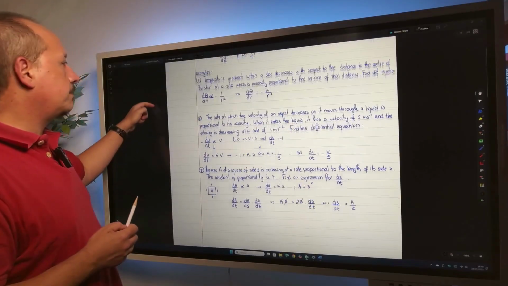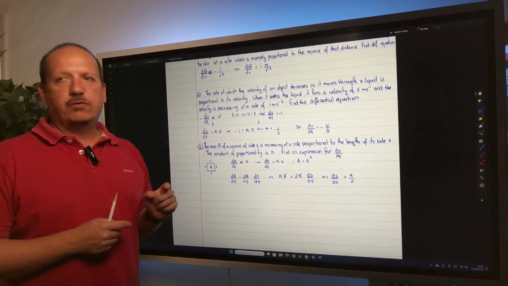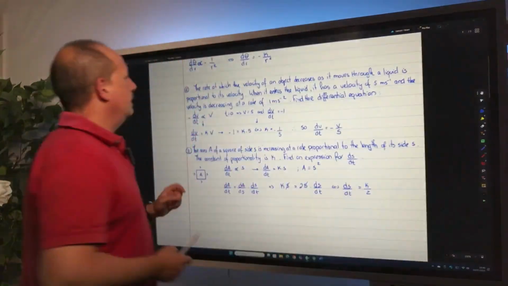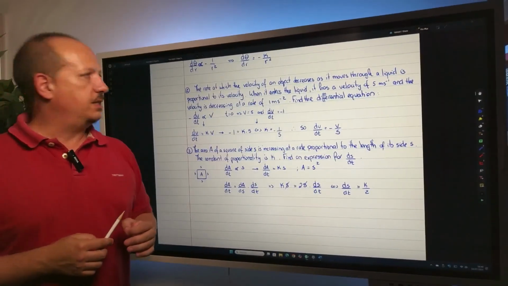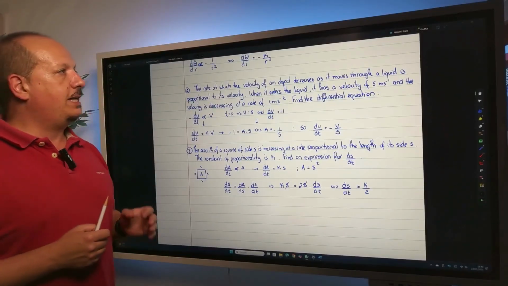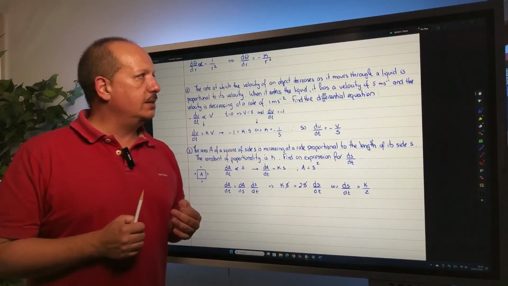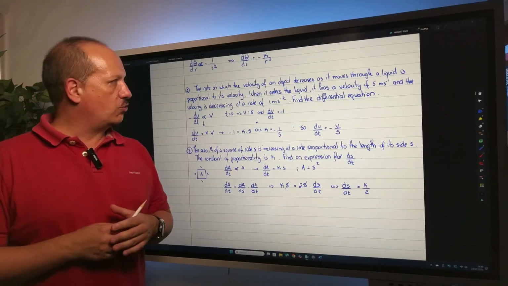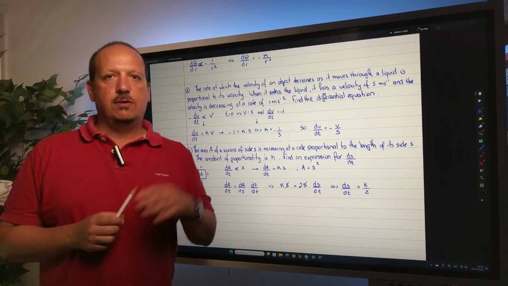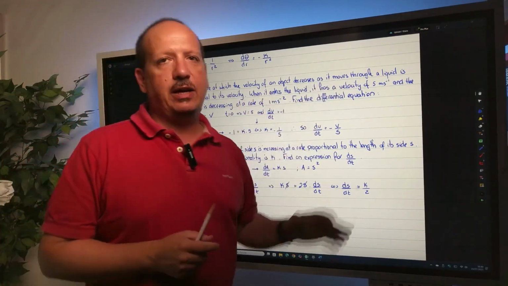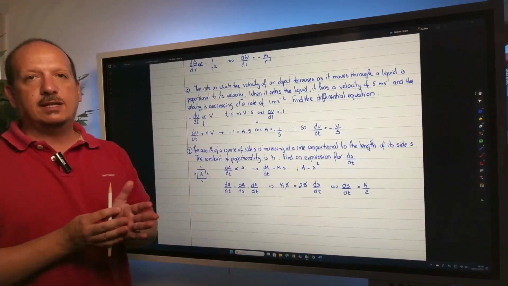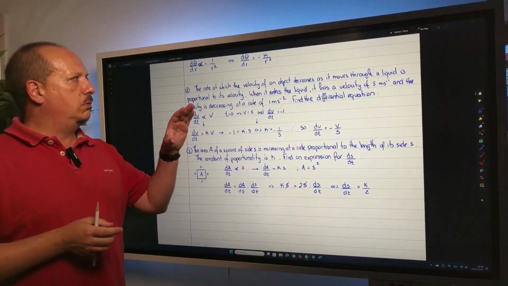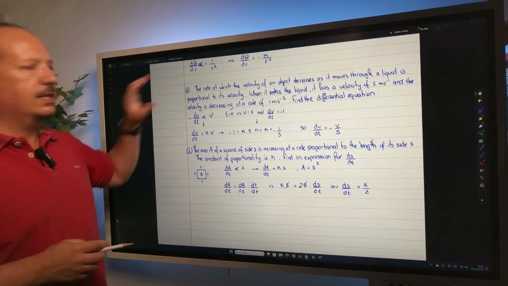It says, the rate at which the velocity of an object decreases as it moves through a liquid is proportional to its velocity. When it enters a liquid, it has a velocity of 5 meters per second, and the velocity is decreasing at a rate of 1 meter per second squared. Find a differential equation. Okay, here you have numerical values. Usually these are used to calculate the constants. So let's go sentence by sentence, translating into math.